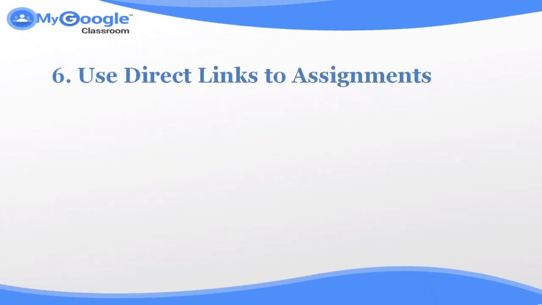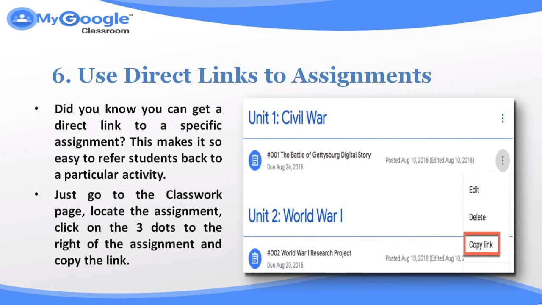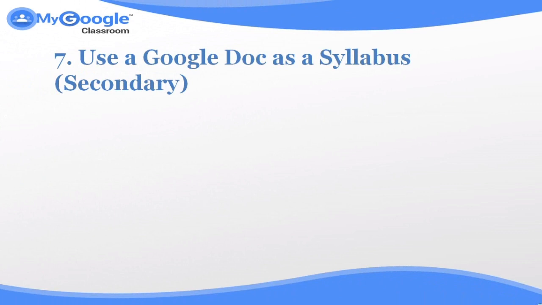Number 6, use direct links to assignments. Did you know you can get a direct link to a specific assignment? This makes it so easy to refer students back to a particular activity. Just go to the Classroom page, locate the assignment, click on the 3 dots to the right of the assignment and copy the link. Number 7, use Google Docs as a syllabus.